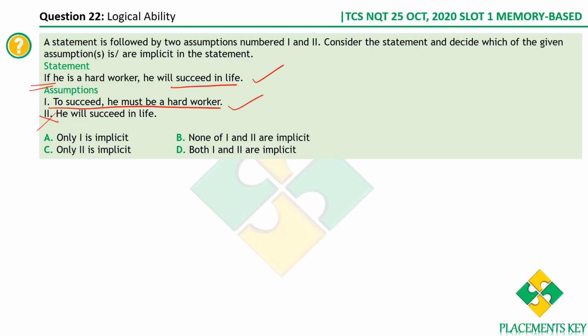The second one is not a valid assumption, because it's an affirmative statement. You're saying that he will succeed in life, in the future. Therefore this is incorrect. So only assumption 1 is implicit. Therefore option A is the right answer.